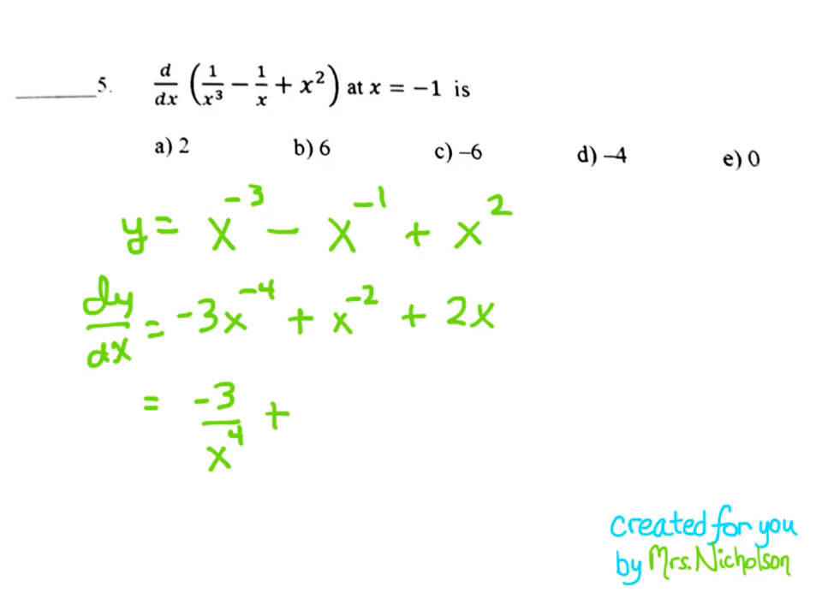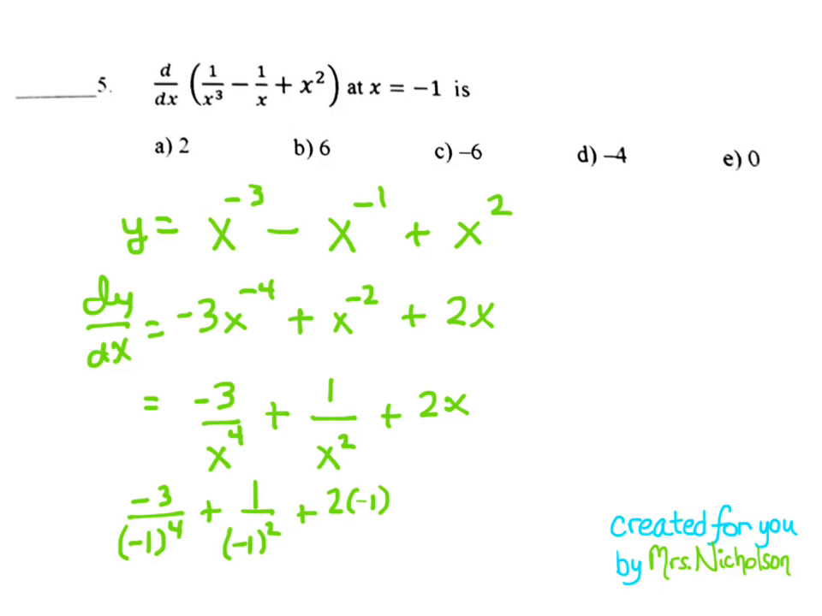Plus, I've got x to the negative 2, so that x is going to go in the denominator as well. And I'm just going to put a 1 here in the numerator. And then, of course, 2x does not need to be rewritten. Now I'm ready to substitute in negative 1. So I have negative 3 over negative 1 to the 4th, plus 1 over negative 1 squared plus 2 times negative 1.